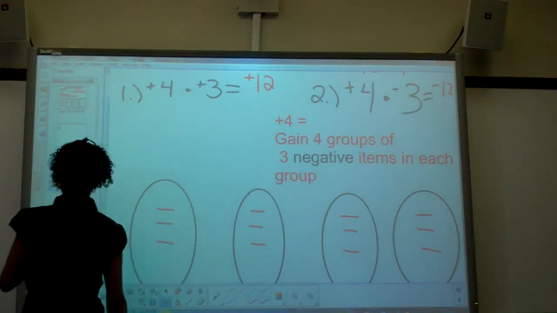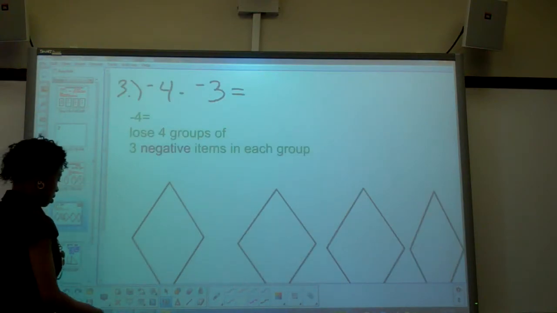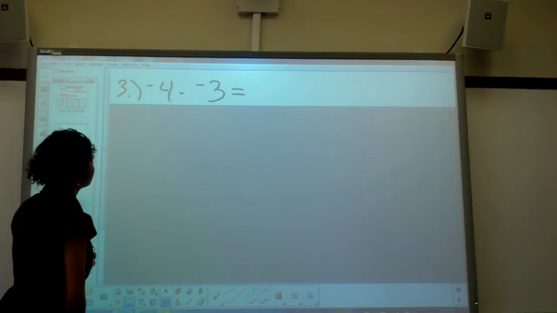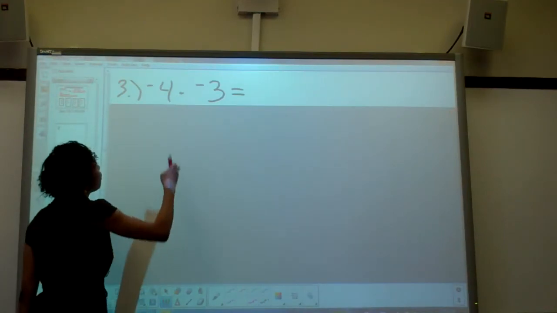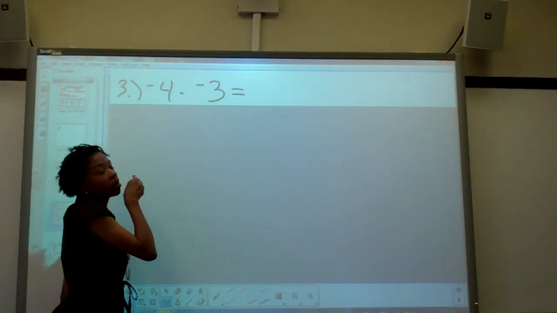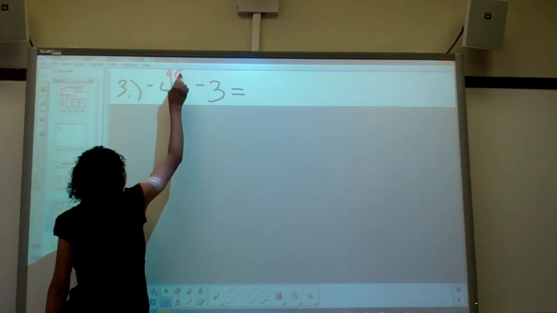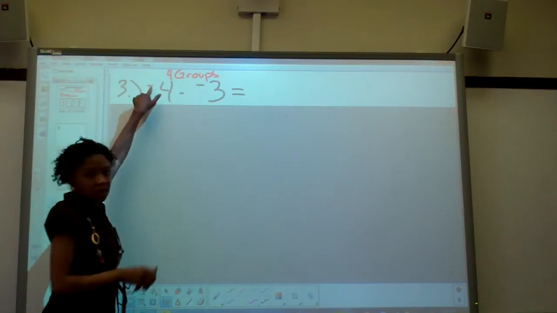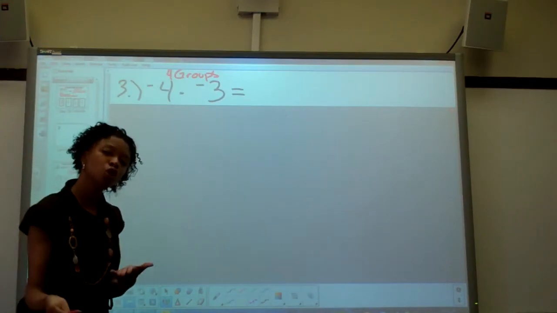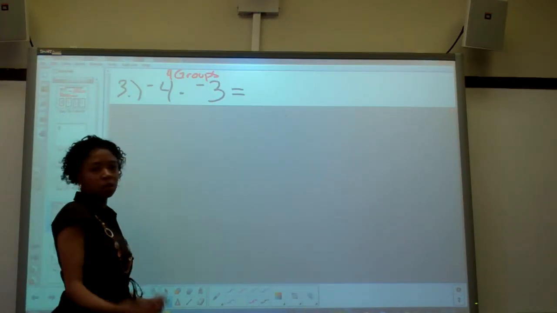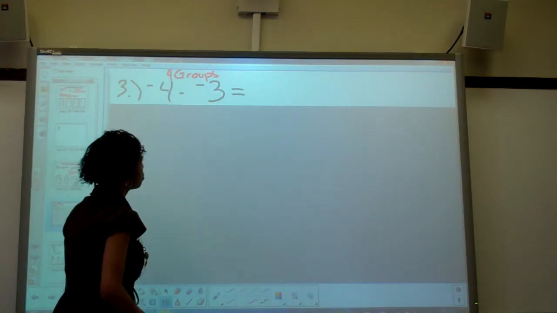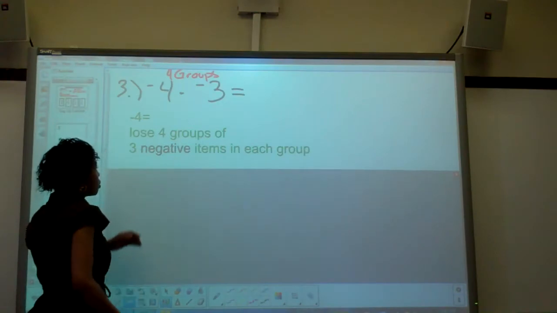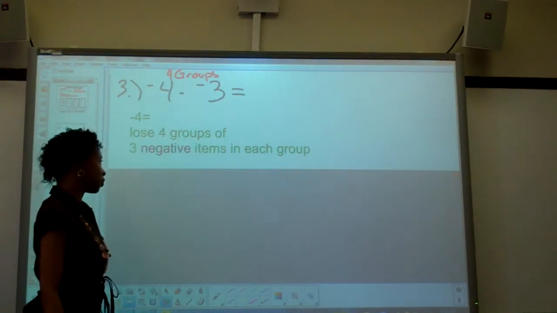Example number 3. All right, example 3. We have a negative 4 times a negative 3. First of all, that 4 means 4 groups. This one's a little different because there's a negative. It means to lose. We're getting ready to lose something in our 4 groups. What are we going to lose? 3 negative items in the group. So we're going to lose 4 groups of 3 negative items.